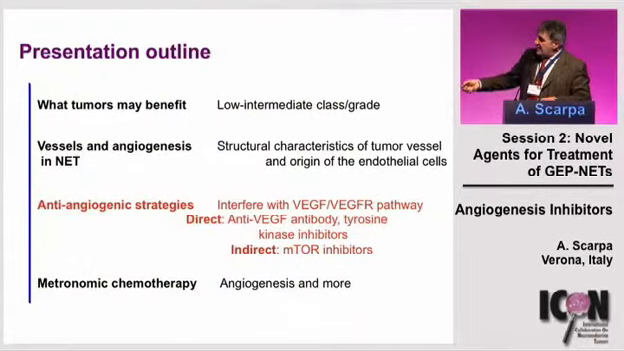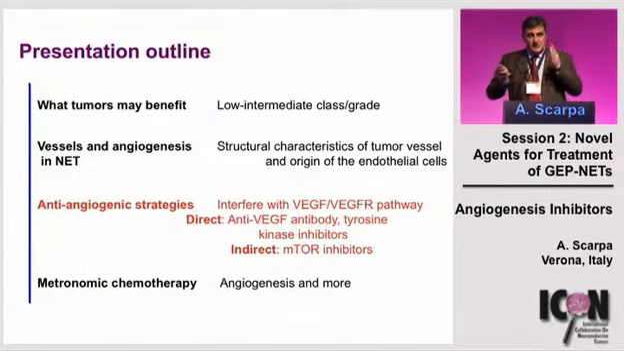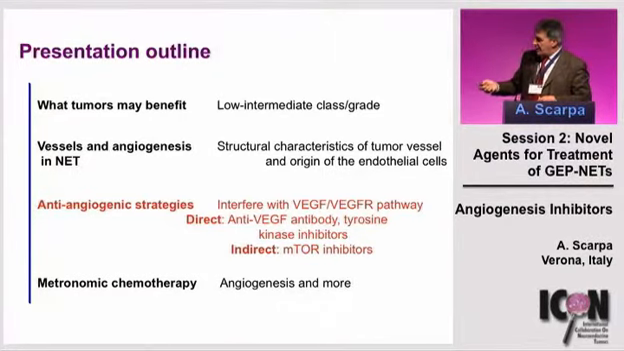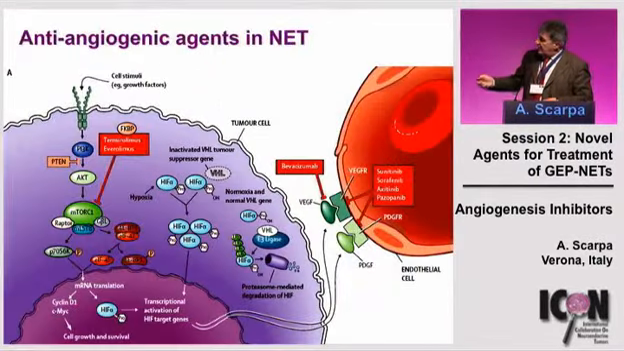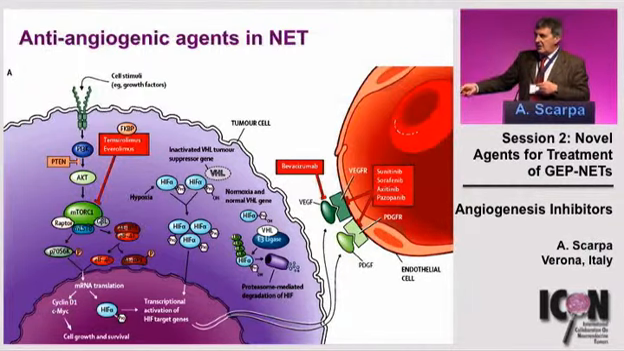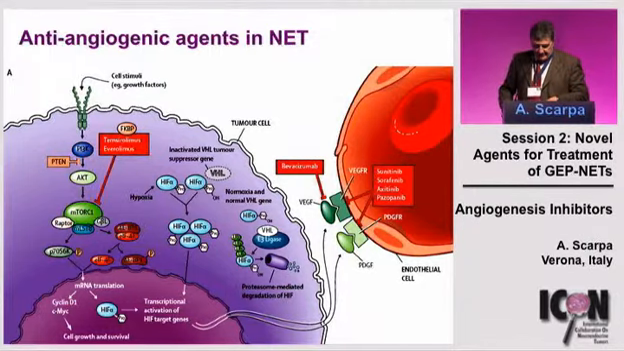Now, what is the anti-angiogenic strategy? It is just to hit the VEGF and VEGF receptor pathway, actually. And you can do this directly or indirectly. So directly, you can hit the VEGF using monoclonal antibodies, bevacizumab, for example, or you may hit the VEGF receptor with tyrosine kinase inhibitors. And this is what I will talk about. The mTOR pathway, which is the indirect way of acting also on this pathway, Dr. Yao will talk about just after me.